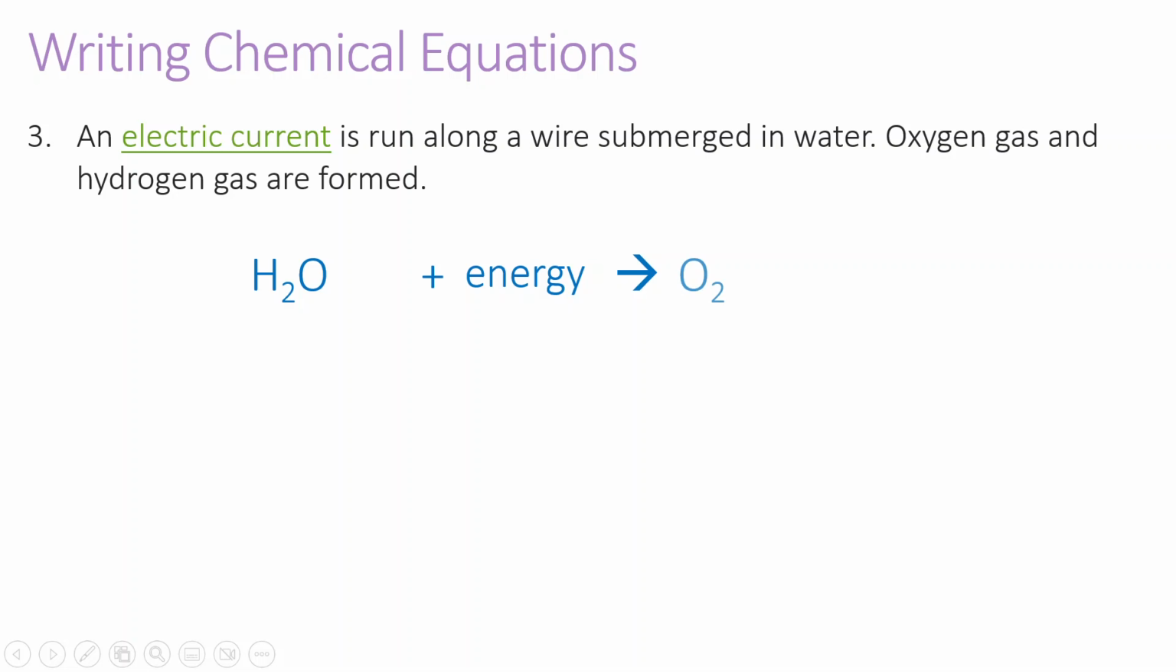So my products are going to be oxygen gas and hydrogen gas, both of those diatomic. We can go ahead and balance this equation. Hydrogen is good, 2 and 2, but I've got 1 oxygen and 2 oxygen. So I'm going to put a 2 in front of H2O, and that takes care of oxygen. But now I have 4 hydrogens, so I need to throw a 2 in front of this other hydrogen here to balance my equation. The water, H2O, is a liquid, and we form hydrogen gas and oxygen gas.